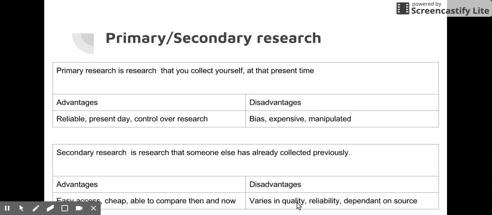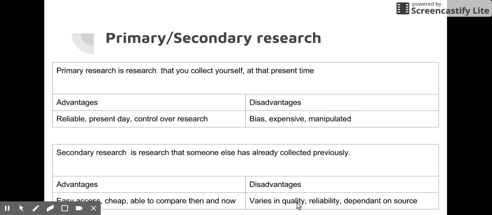So the disadvantage is that it varies in quality. You could have a really, really good piece of work, or you could have a really not so good one. So it varies completely on how it's been collected and the sources and stuff like that. Reliability, we don't know whether all of the variables were kept the same, or the one variable was changed properly. We don't know that. We weren't there to do the research ourselves, and it's dependent on source.